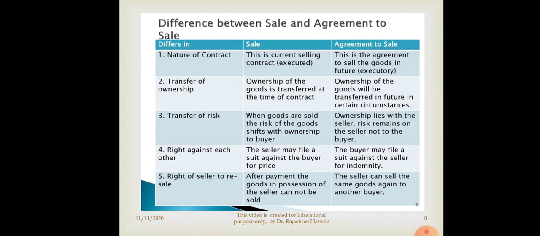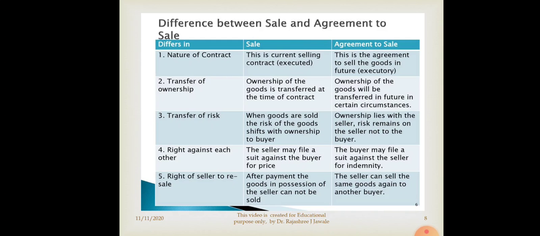Yes, त्याची अंमलबजावणी झालेली आहे. In agreement to sale, this is the agreement to sell the goods in future, that means executory, that will happen in future, that will complete in future. Second point, transfer of ownership. So this is a very important thing. When we talk about contract of sale, ownership of the goods should be transferred from one person to another person. And in case of agreement to sale, ownership of the goods will be transferred in future.